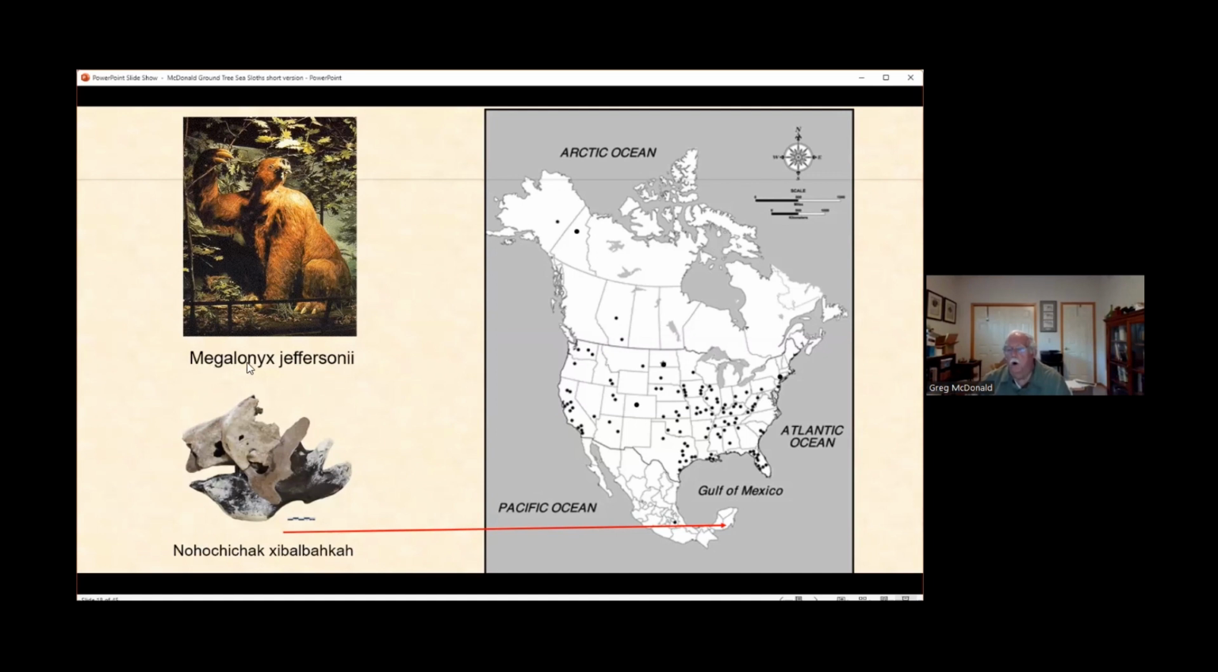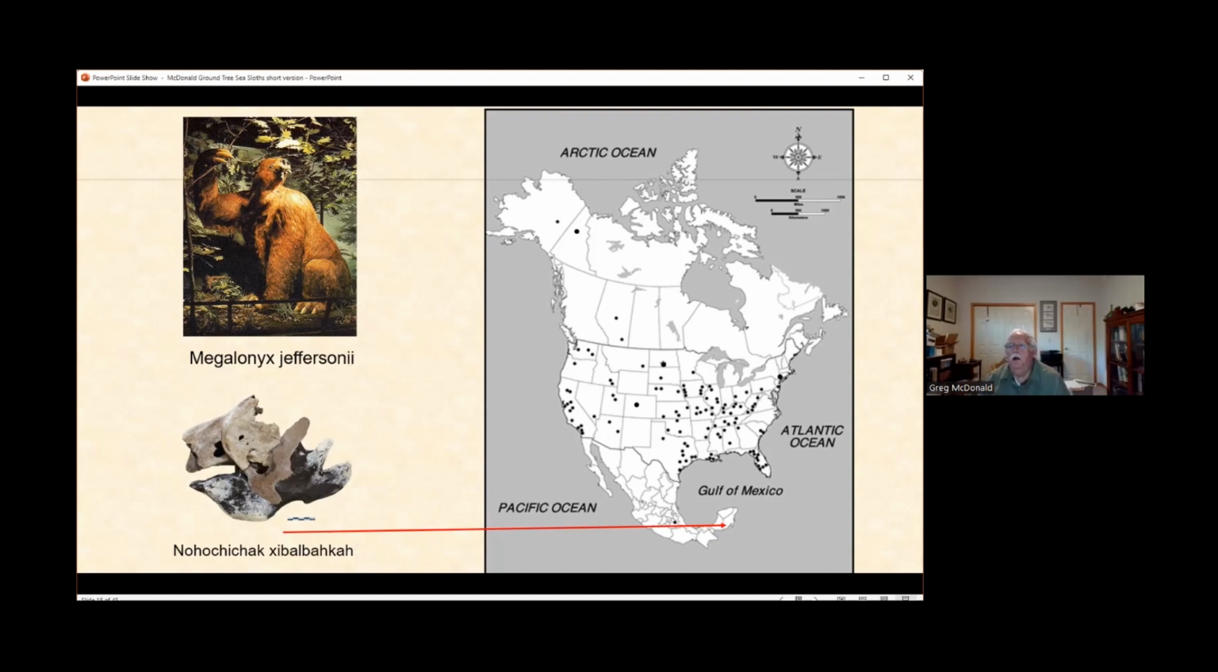Megalonyx, as I mentioned before, means great claw, as coined by Jefferson. And we decided that since this was also a Megalonychid sloth, it was also a great claw, but this time we would use Mayan. So Noho Chichak is basically great claw in Mayan. So we kind of took a shortcut in coming up with its scientific name there. Xibalba is the underworld that the Mayans feared, and Aka means dweller. So in the peninsula of the Yucatan, we have the great claws that dwelled in the underworld.